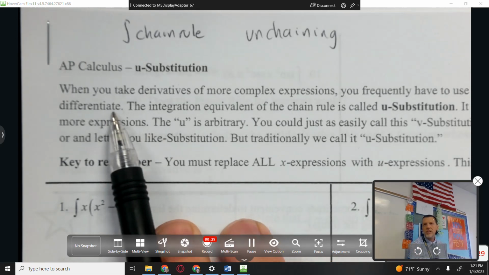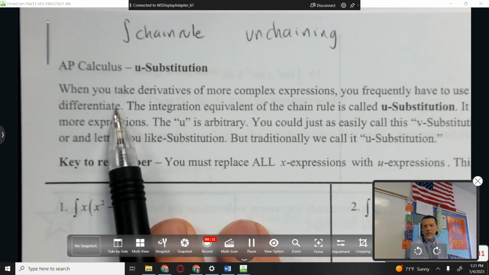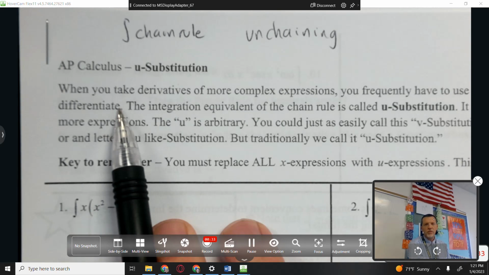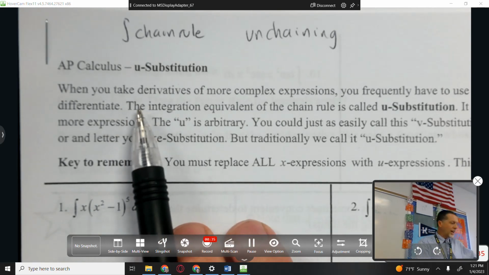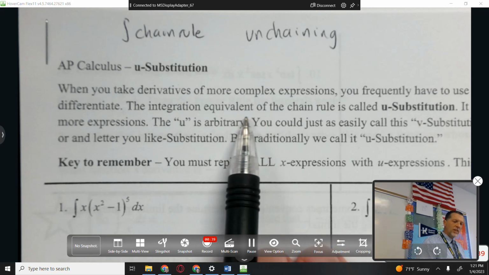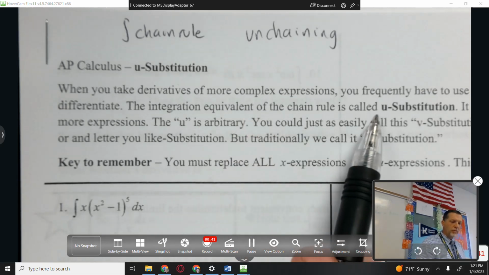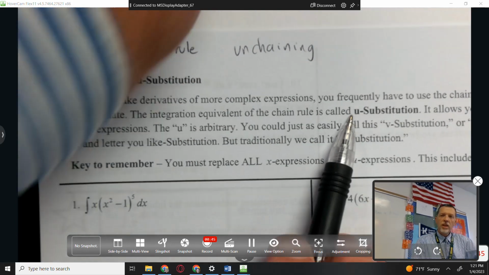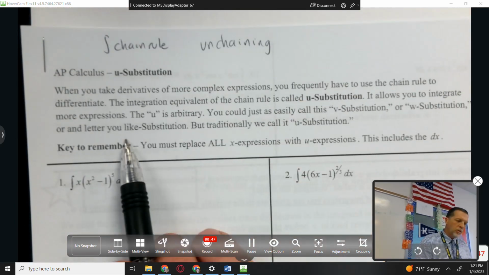That's why I picked the two things we did to take the derivative of. They both had chain rule stuff, and that means we got complicated answers. And so the integration equivalent of the chain rule, if we want to go backwards, is U substitution. It allows you to integrate more expressions.